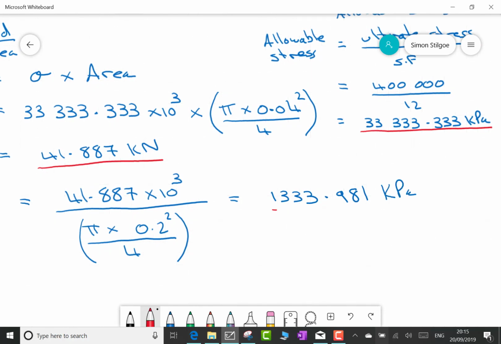kilopascals, and that is the maximum allowable steam pressure that I would allow on that piston to ensure that the load on my rod does not exceed 41.887 kilonewtons. And that is where our safety factor comes in. Remember, the safety factor is what's going to reduce your working load if the safety factor is increasing. The whole idea of that is to make this machine safer to operate, so hopefully it doesn't break.